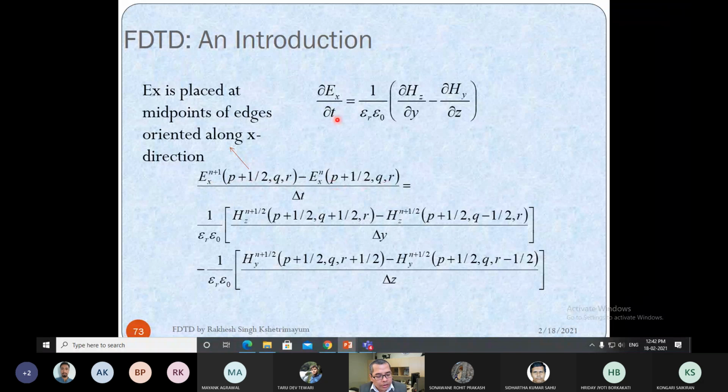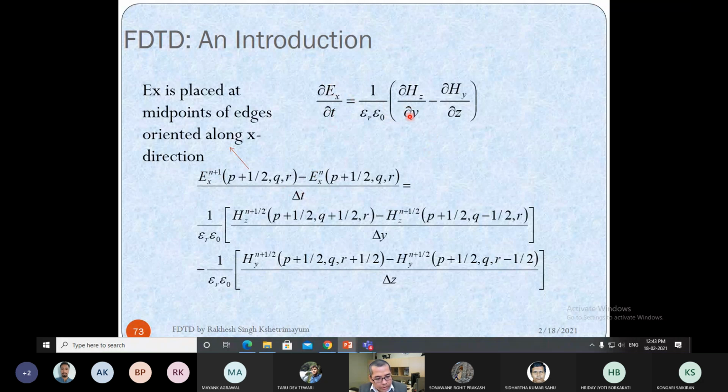Now we are doing partial derivative with respect to time. So it will be n plus 1 to n. Electric field was calculated at the integer time steps and magnetic field was calculated at the half integer time steps. So electric field will have only integers here. So we can have n plus 1 minus n divided by delta t. Left side is clear.